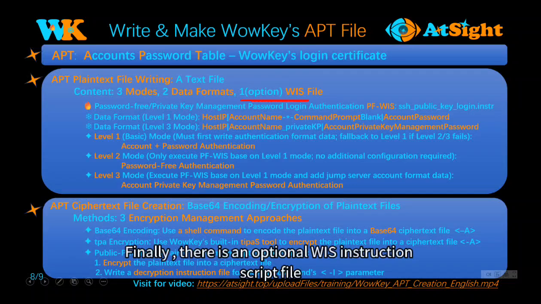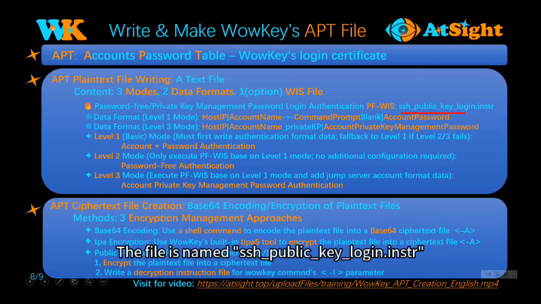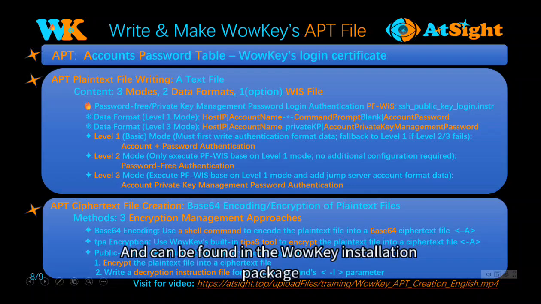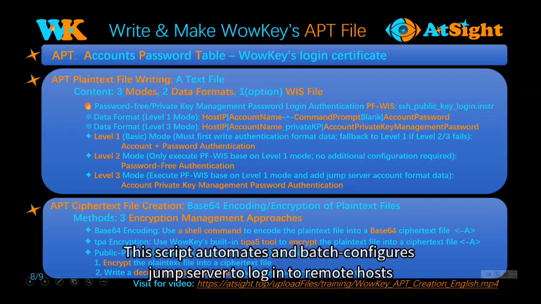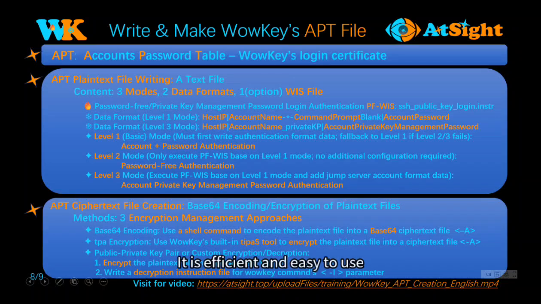Finally, there is an optional WIS instruction script file. This is used for configuring passwordless authentication or private key management password authentication. The file is named ssh_public-key-login.inster and can be found in the WowKey installation package. This script automates and batch configures jump servers to log in to remote hosts without passwords or with private key authentication. It is efficient and easy to use.